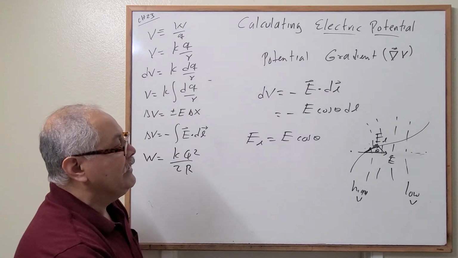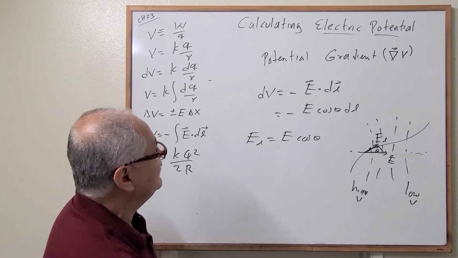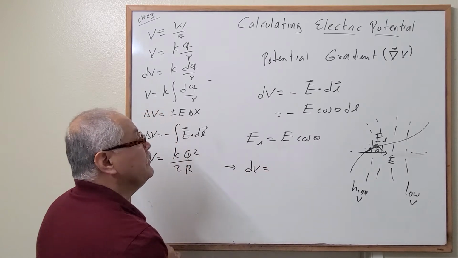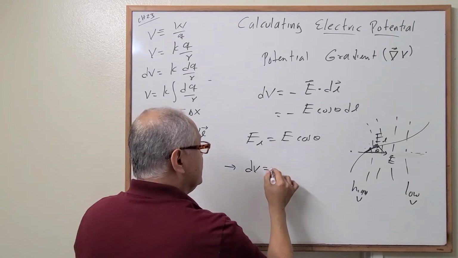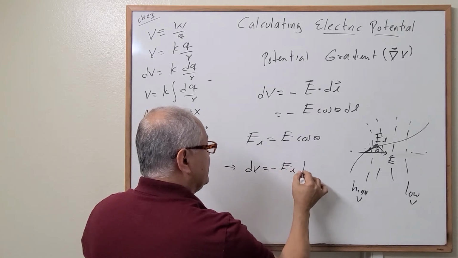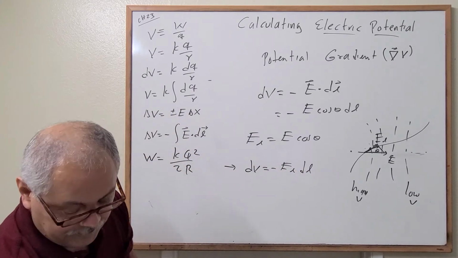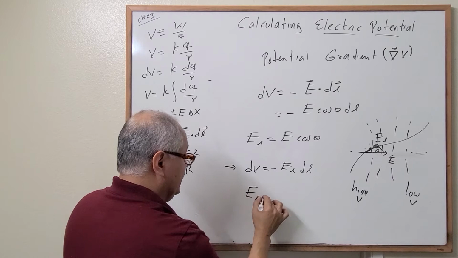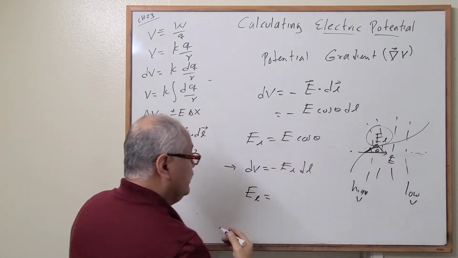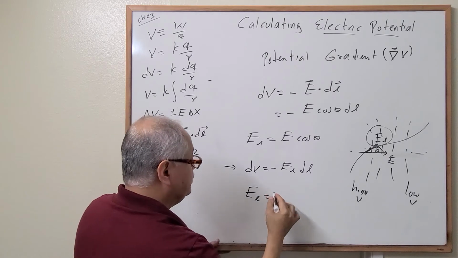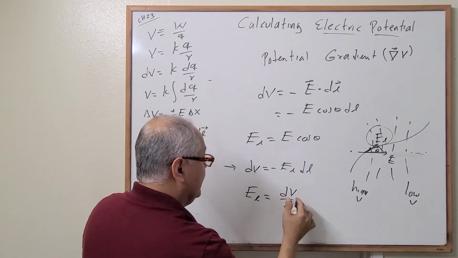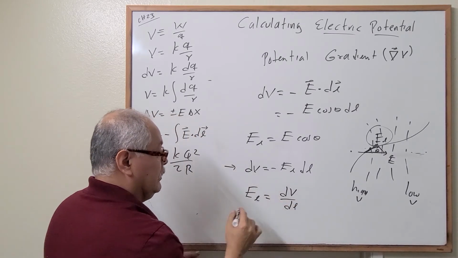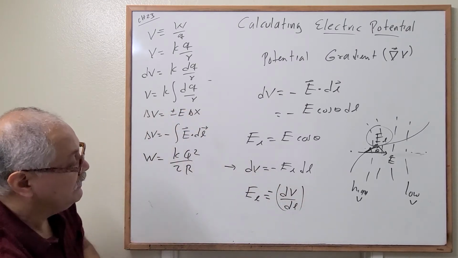This is the way how they are related. Okay, perfect. And then what do we have? Well, from here we have that this element of electric potential is going to be equal to negative this component times this element of length. Correct? And then from here we can find this component right here, which equals this difference, right? This change, right? It's going to be negative in this way.